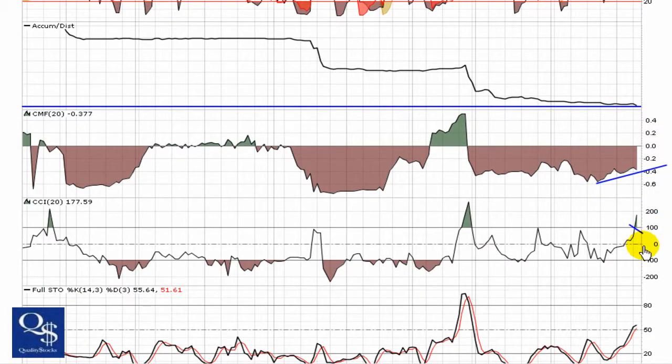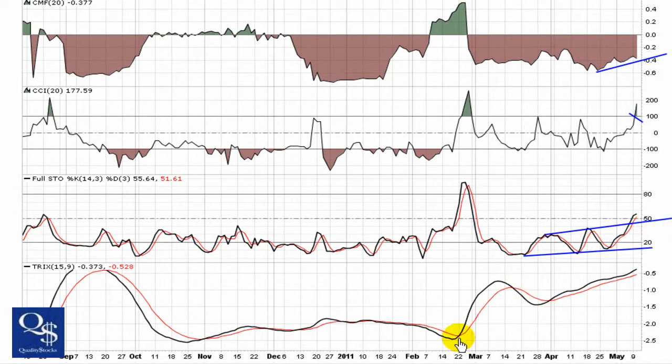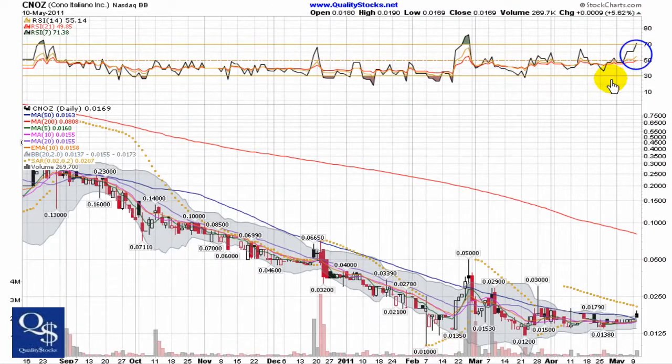CCI, of course, the break of 100 is the buy point per Lambert's definition. Full stochastics, slightly higher lows through here, trying to break out of a channel and push its way through 50. That's a nice look for a bottom play trying to make a move. The TRIX, again, of course, a good long-term indicator. Strong trend back towards zero and quickly approaching that mark. RSIs trending upward with the long terms trying to make their way through 50. Again, bullish indications this chart might be ready to try and make a move.